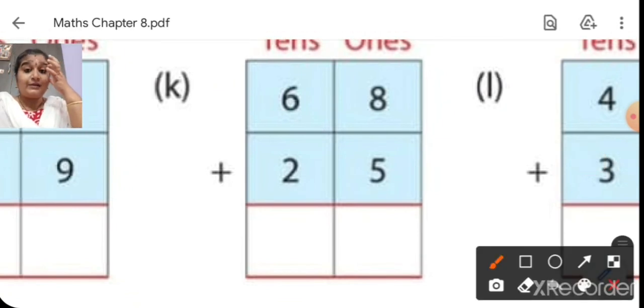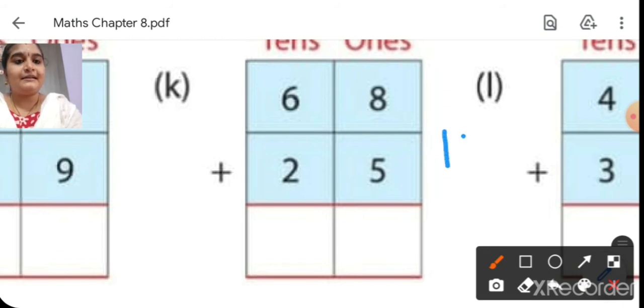68 plus 25. 8 in the mind, 5 in the finger. After 8, 9, 10, 11, 12, 13. What is the answer? 13.